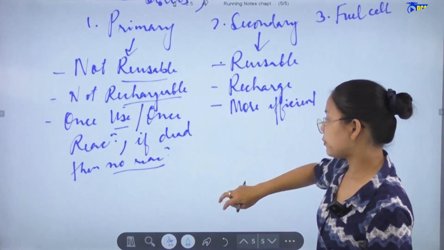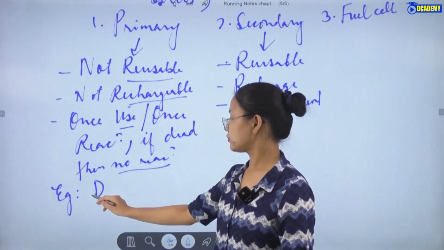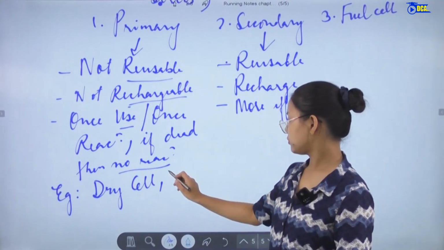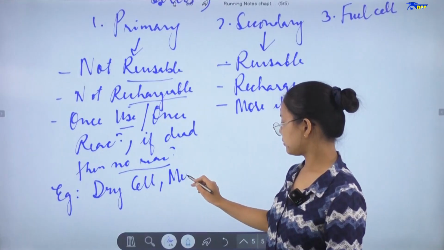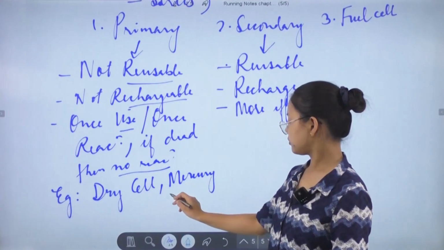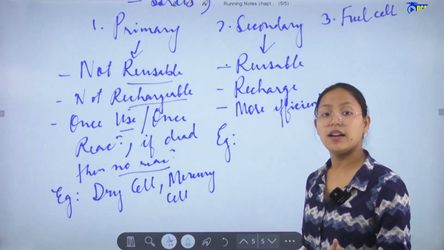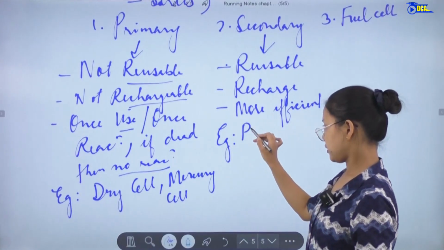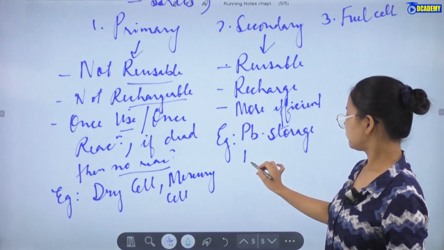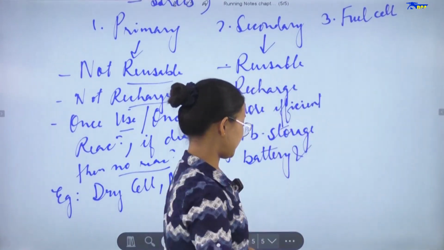Examples of primary cell are the dry cell and mercury cell. For secondary, it is lead storage battery and nickel cadmium cell.